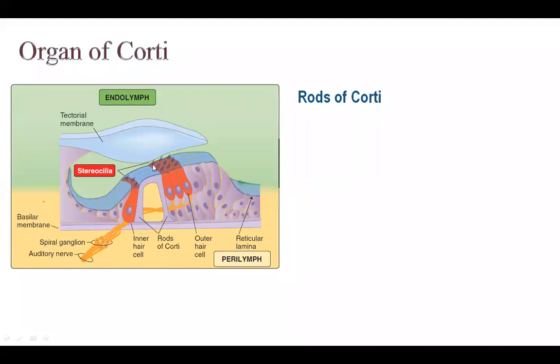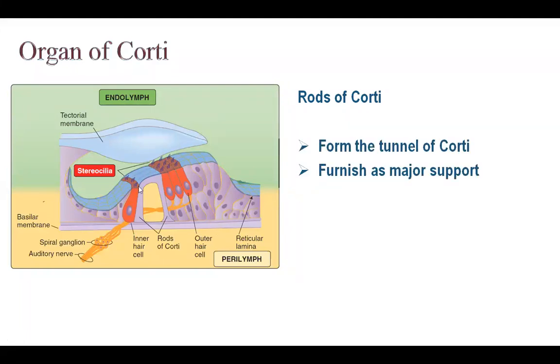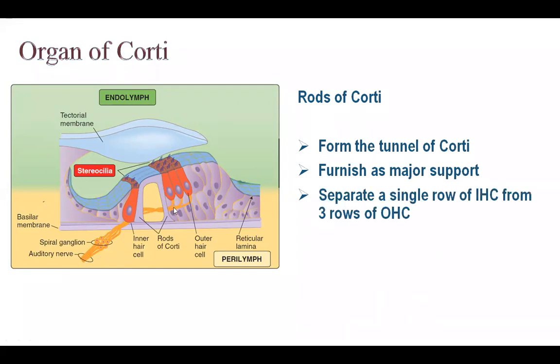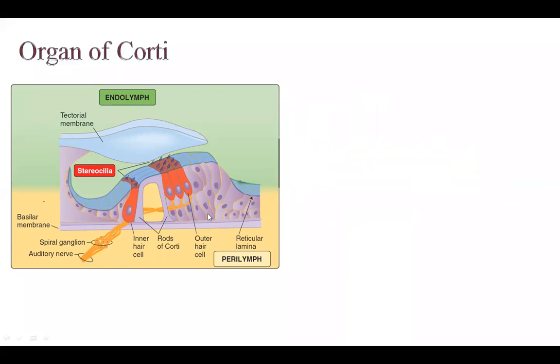Coming to the rods of Corti. Rods of Corti form the tunnel of Corti and furnish major support to this whole system. They separate the inner hair cells in a single row from the 3 rows of outer hair cells.